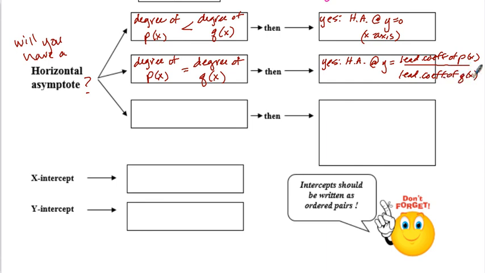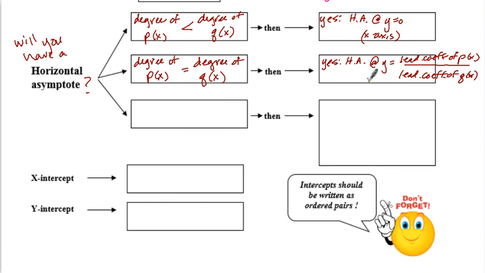And this will make much more sense when you see it as an example. But what we're saying here is, if you've got a degree of the top equal to the degree of the bottom, then you've got a horizontal asymptote. But this time it's not right sitting on the x-axis. If you take the leading coefficient of the top, divide it by the leading coefficient of the bottom, that's your y equals for your horizontal asymptote.